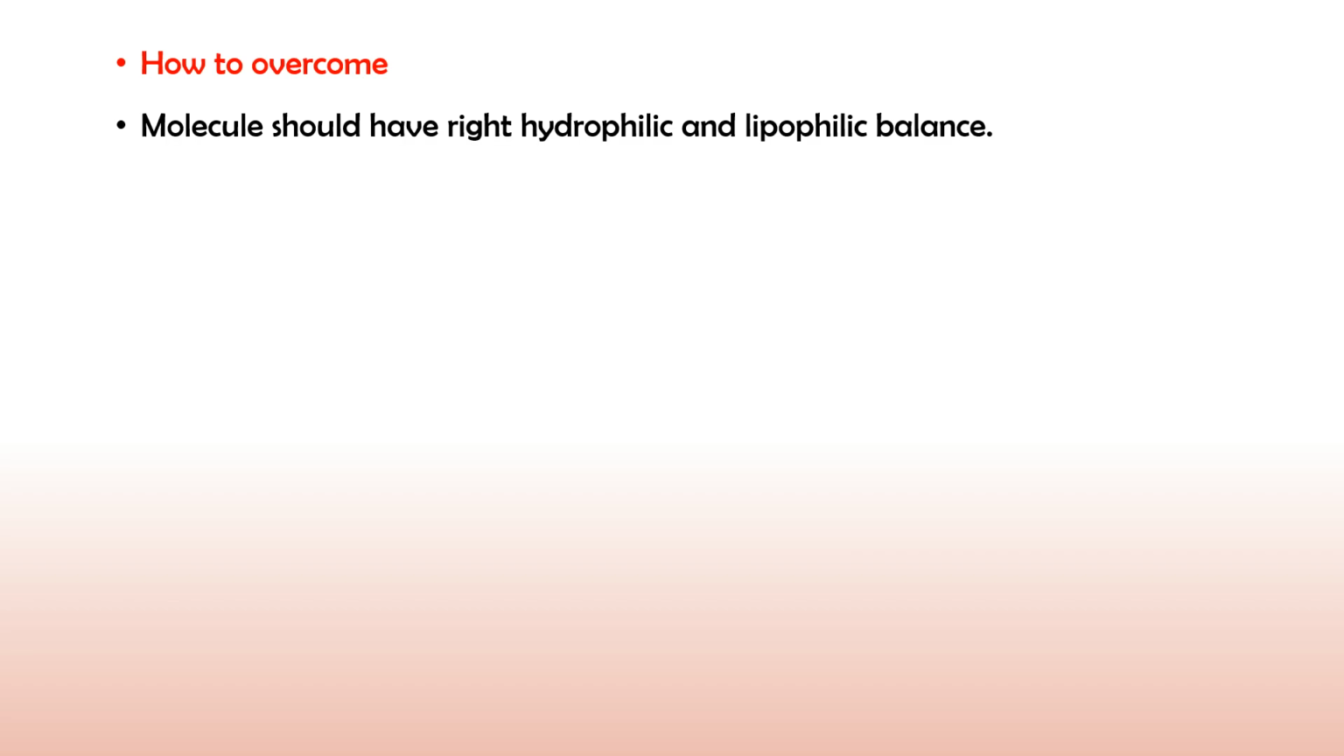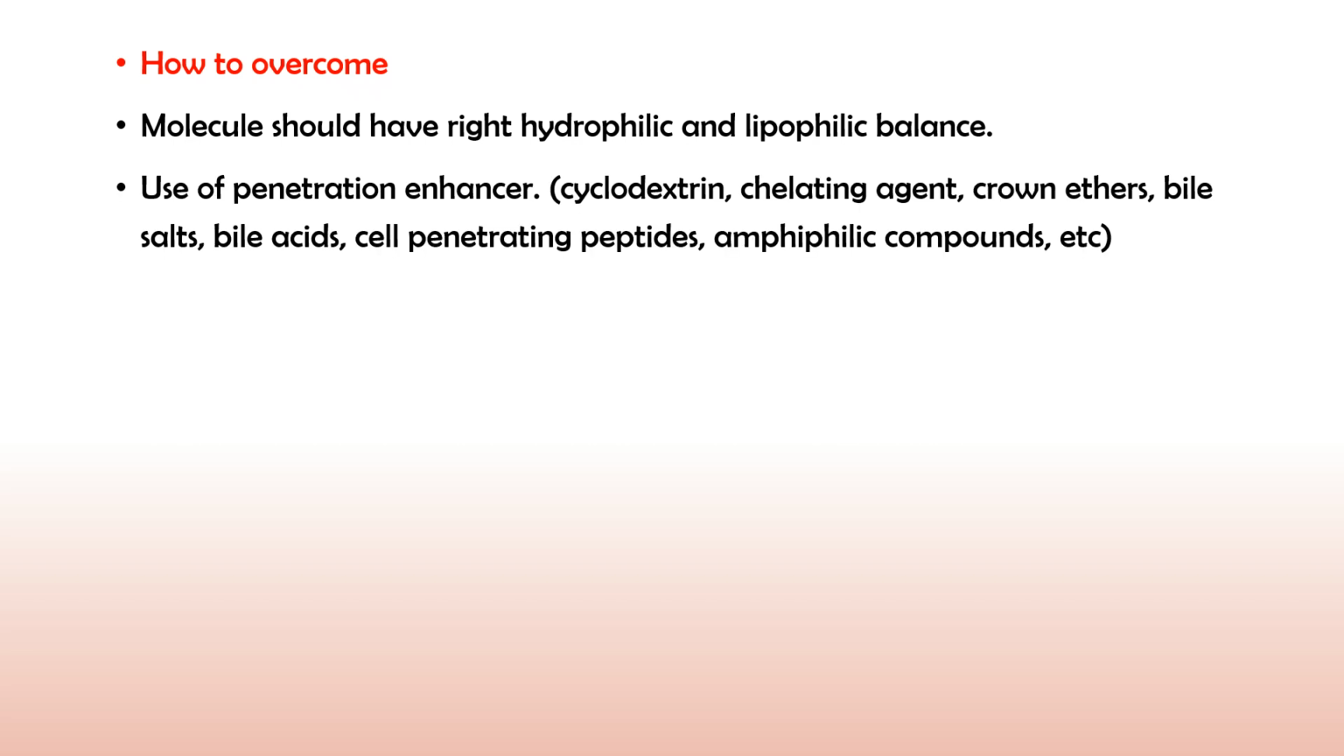Now, how can you overcome this corneal barrier? The molecule should have the right hydrophilic and lipophilic balance. We can use a penetration enhancer like cyclodextrin, chelating agent, crown ethers, bile salts, bile acids, cell penetrating peptides, amphiphilic compounds, etc. So to cross the stroma, cyclodextrin can also be incorporated.